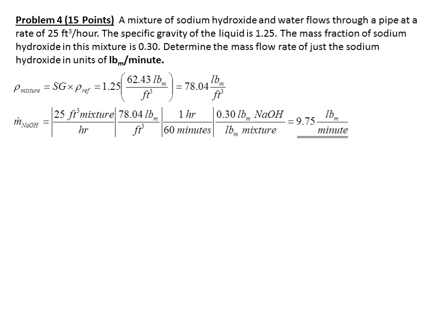Mass flow rate of sodium hydroxide. We'll first determine the mass flow rate of the mixture, which will be its volumetric flow rate in cubic feet per hour, and we'll multiply it by its density, and then convert hours into minutes. And then we know that there's 0.3 pounds of sodium hydroxide for every pound of mixture. And doing the calculation, we will determine that we will have 9.75 pound mass of sodium hydroxide flowing for every minute.